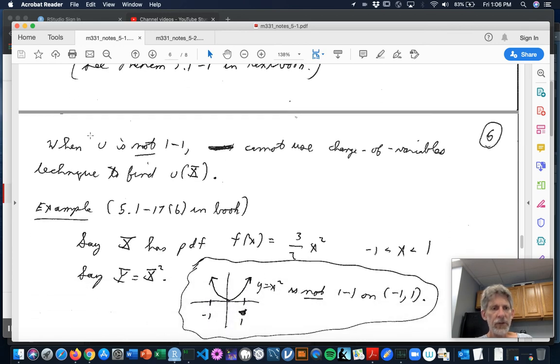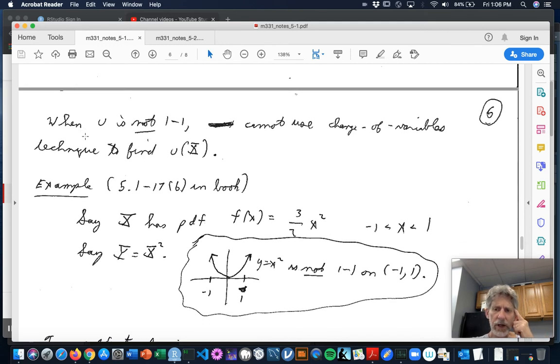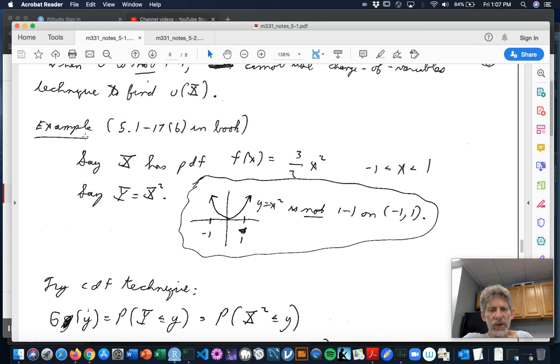Now, the change of variables technique really depended on the function u being one-to-one. So you're not going to be able to use change of variables when u is not one-to-one. You're really going to have to use the CDF technique, and you'll have to be a little careful in your thinking too, because there will be more than one way to get a value. Here's a simple example of a situation like that.